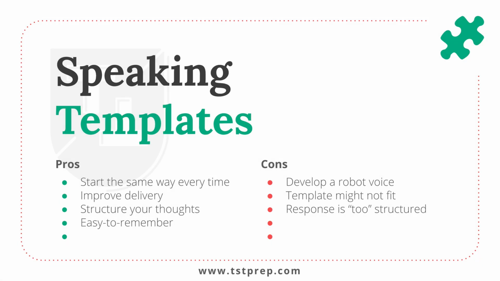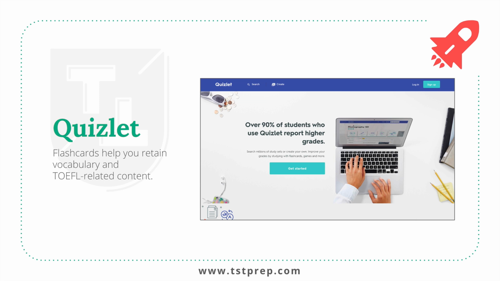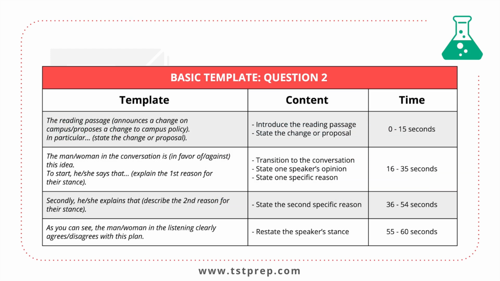Okay, another pro of templates is that they're easy to remember. Maybe not, maybe they're hard to remember, but it's easier than trying to respond differently for each question. One thing I recommend to students when they have trouble remembering templates is to make a flashcard of the template for each question. One flashcard app I use pretty often is Quizlet. There's a lot of different ones you can use, but you can use these to remember some of your TOEFL speaking templates. You can remember other aspects of the TOEFL as well. So that's a great way to try to remember these templates, is to use flashcards.